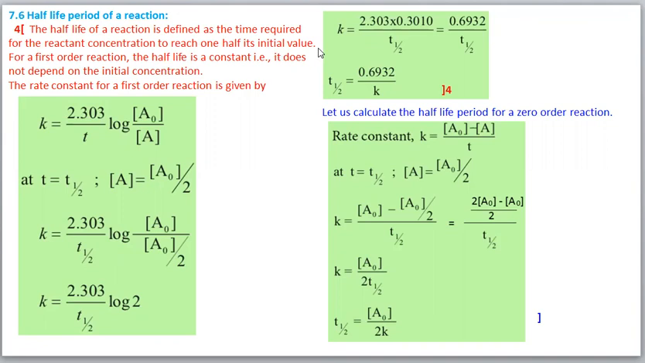That means the time required to complete 50% of the reaction is called the half-life period. For a first-order reaction, the half-life is a constant. That is, it does not depend on the initial concentration of the reactants. Okay, if the concentration of reactants increases or decreases, the half-life period does not vary in the case of a first-order reaction. The rate constant for a first-order reaction is given by this.